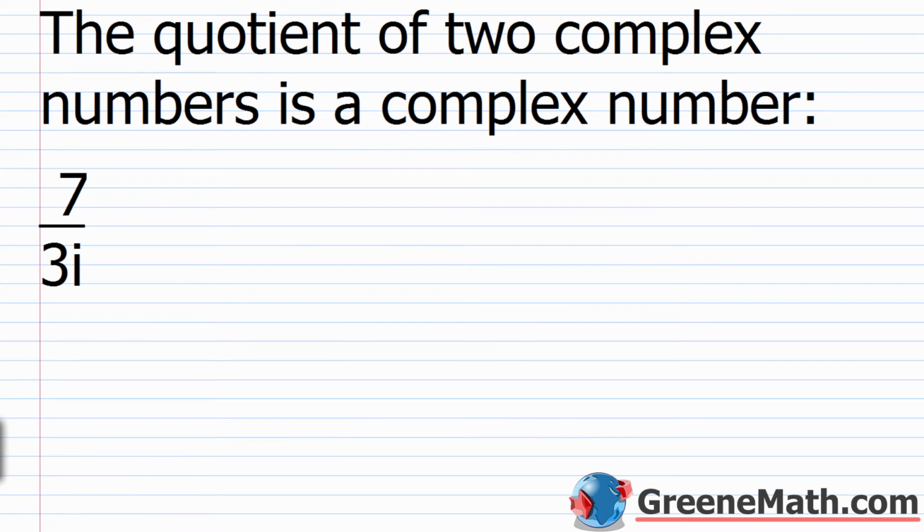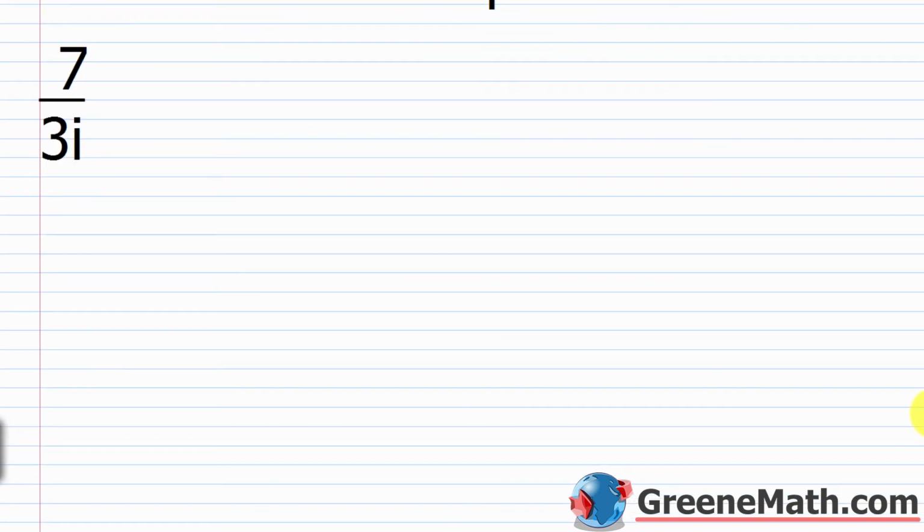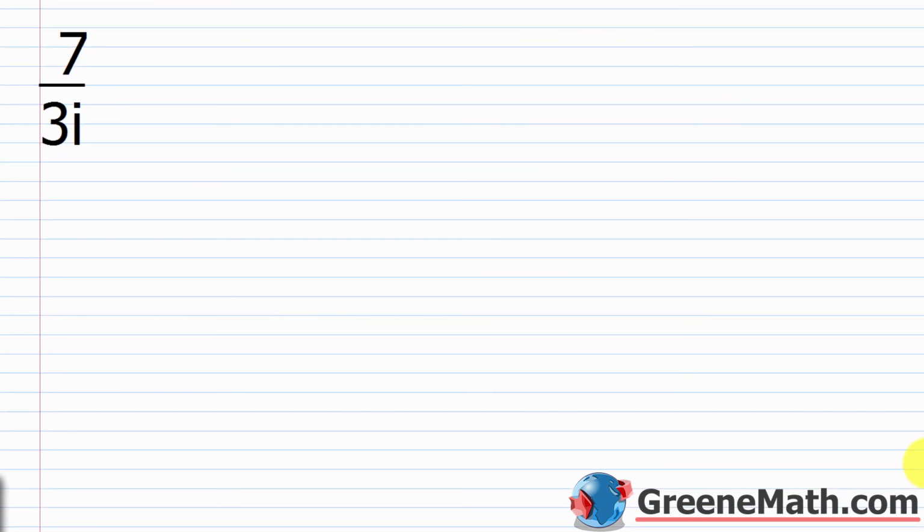All right, so the quotient of two complex numbers is a complex number. If we start out with something simple like 7 over 3i, we already talked about earlier the fact that i is what? It's the square root of negative 1.